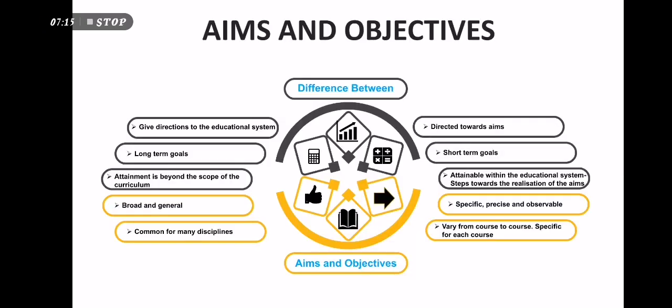Then difference between aims and objectives of teaching mathematics. Aims give direction towards the educational system. Objectives give direction towards aims. And then aims are long-term goals, objectives are short-term goals. Attainment of aims is beyond the scope of the curriculum, while attainment of objectives is within the educational system. Aims will be broad and general, but objectives will be specific, precise and observable. Then aims are common, but objectives vary from course to course.